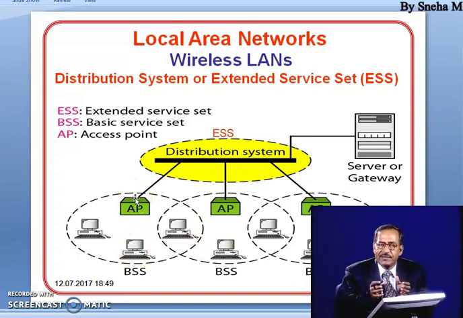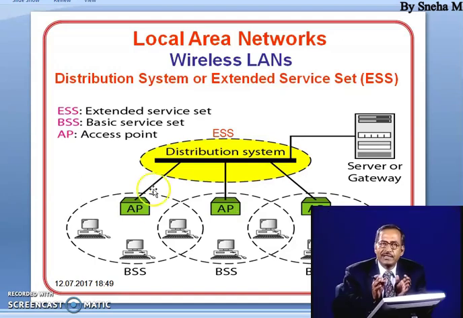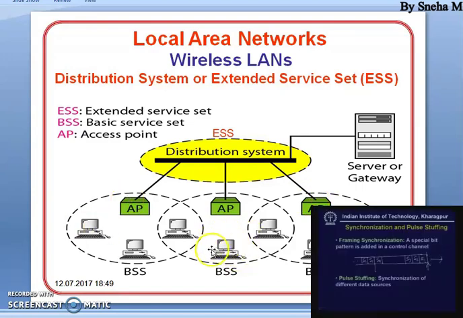So usually here you can see two types of systems. One is mobile stations, the other one is stationary stations. So all these are mobile stations. The AP is fixed, it doesn't move, so it is stationary. These APs are connected through the distribution system so that one station in one BSS can talk to another station in a different BSS through APs and then through the distribution system.